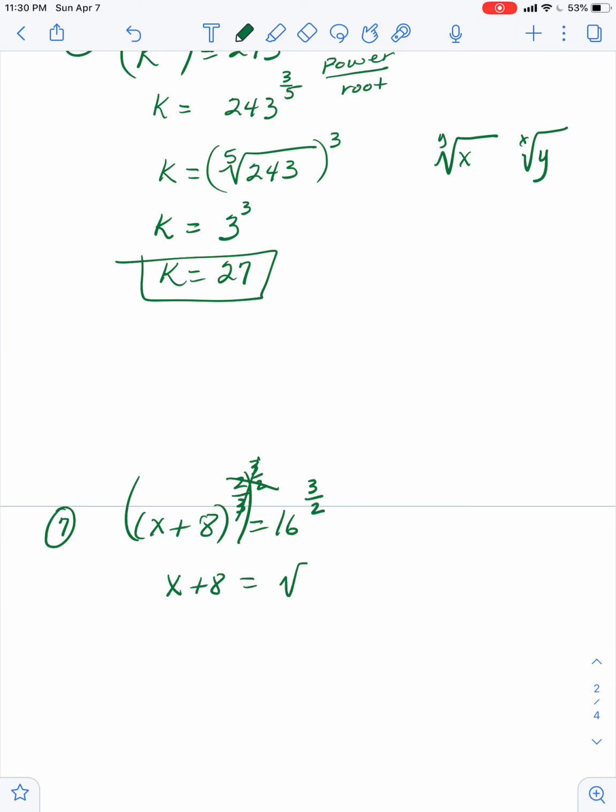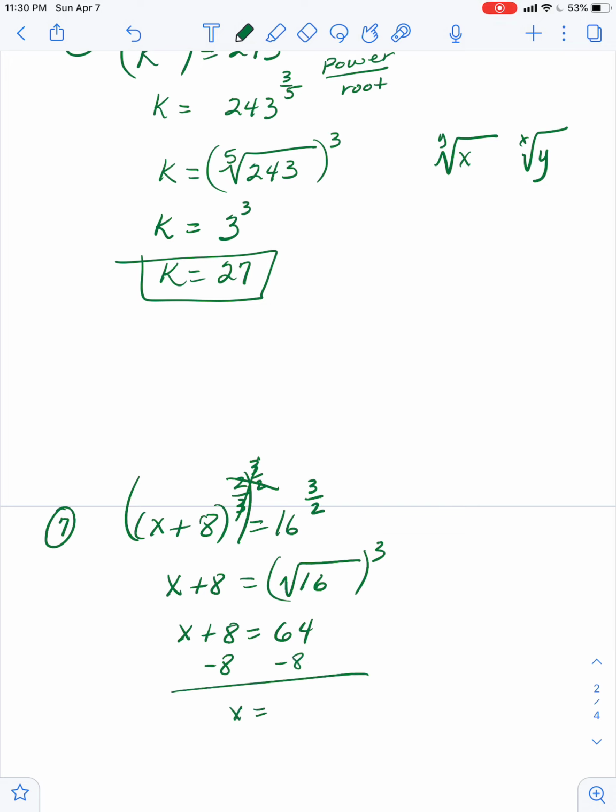And again, we're going to write this as power over root. So it is the square root of 16 cubed. Now that one you should be able to do in your head. The square root of 16 is 4. 4 cubed is 64. Whoops, sorry about that. And so we're going to go ahead and solve it.